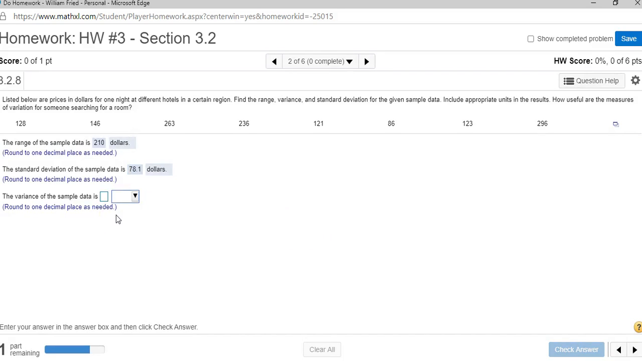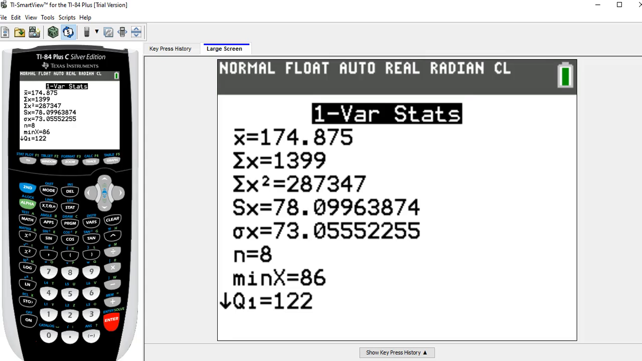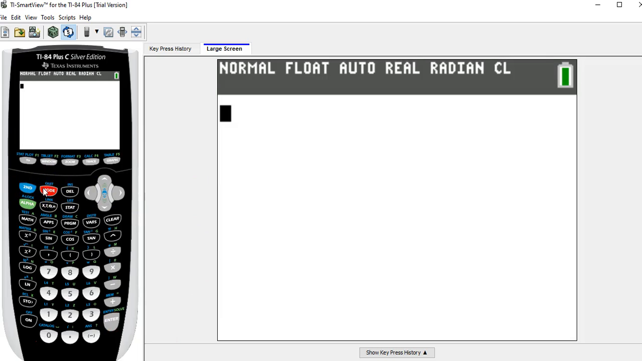Now they want the variance. The variance is the square of the standard deviation. I wrote down all those decimal digits because I want to square them all out to avoid a round-off error. So going back to the calculator, I'm going to get out of here and use all those digits which I wrote down, 78.09963874, and that's the number I'm going to square to get the variance.